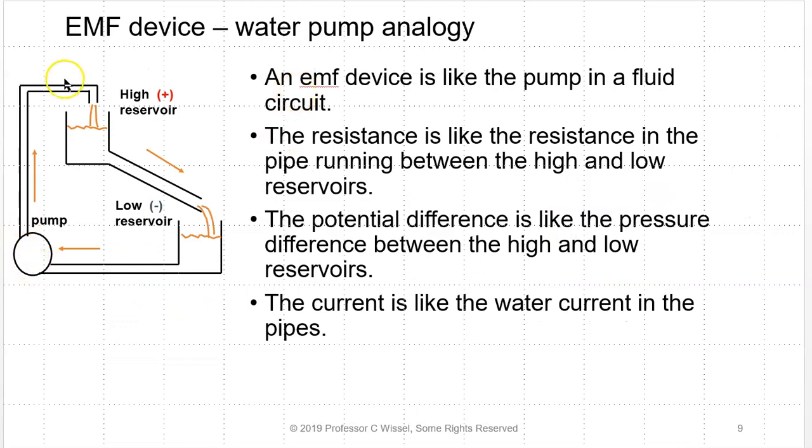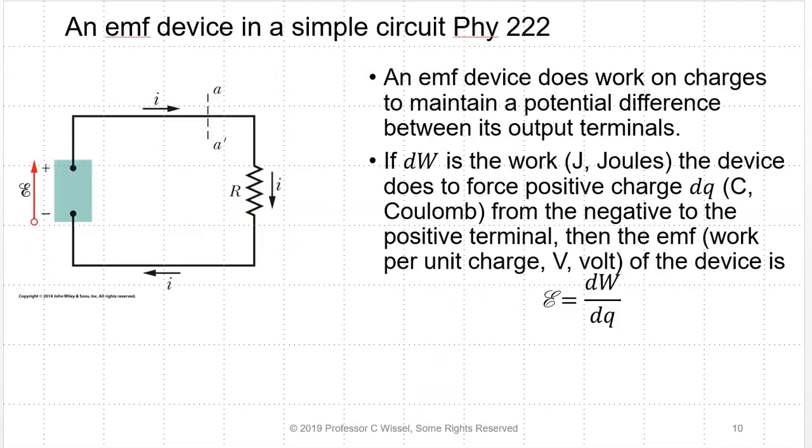An EMF device in this situation is like a pump in a fluid circuit. The resistance is like the resistance in the pipe running between the high and low reservoirs. The potential difference is like the pressure difference between the high and low reservoirs. The current is like the water current in the pipes. This analogy has been around since Ben Franklin's day, so it's almost 300 years old, and it's amazing how long it's lasted.